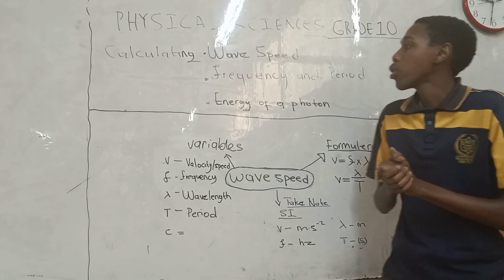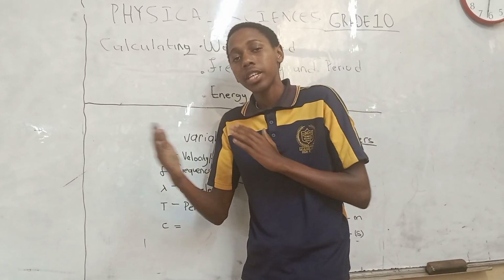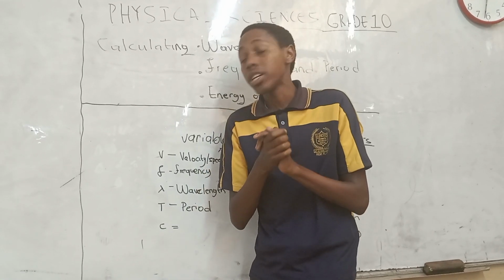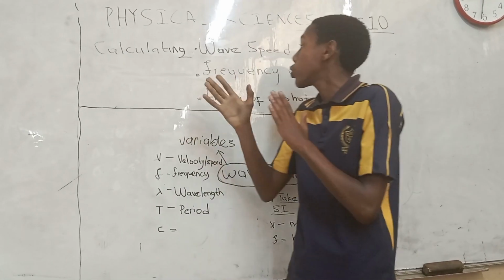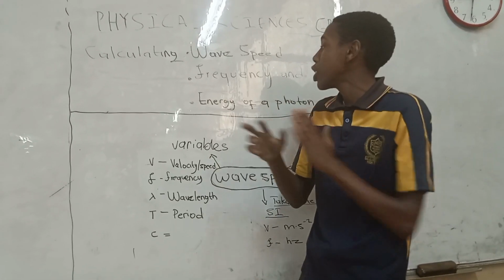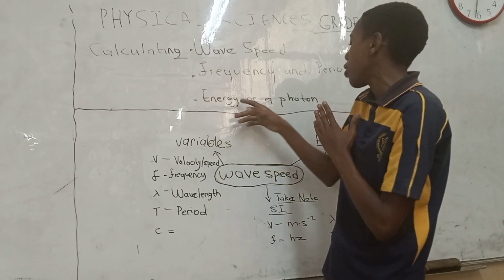So guys, I'll be doing a section whereby we're doing calculation and theory. I'm going to do calculation first, as you can see on the board. Our first topic will be wave speed, and secondly frequency and period. Then we're going to energy of a photon.